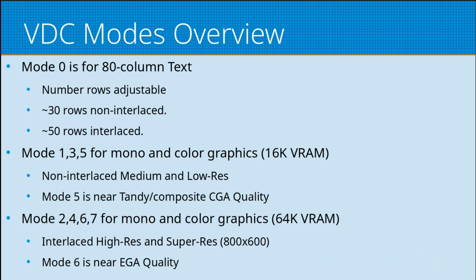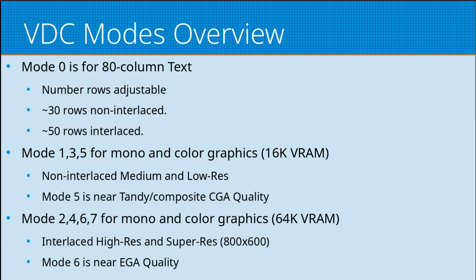So these are the VDC modes that I came up with. This is an overview of them. There's 8 modes, where mode 0 is just the 80-column text mode. So that's easy. We're all familiar with that. And then modes 1 through 7 are for various monochrome and color graphics setups, and also various memory configurations too.